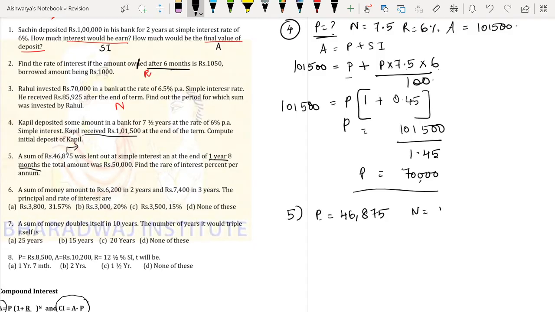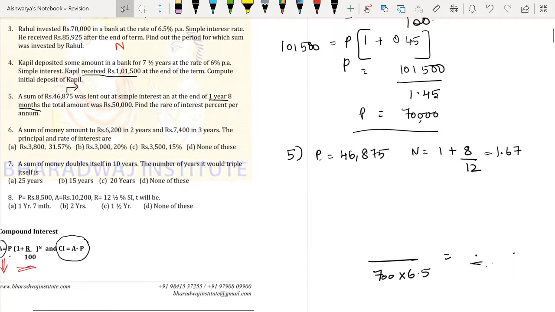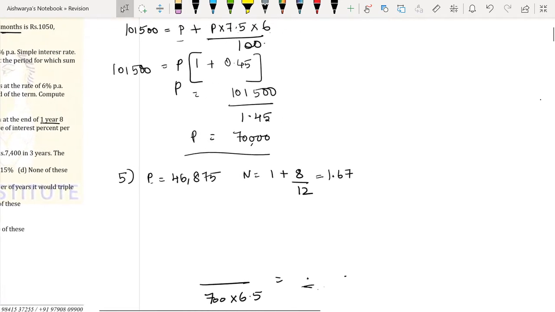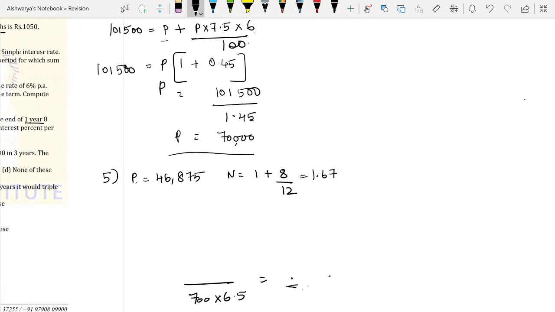So n will be nothing but 1 year plus 8 divided by 12. On your calculator, how much do you get for 8 divided by 12? 0.666666, so it becomes 1.67. Or we can keep it as a mixed fraction in case you don't want the decimal. 8 by 12 is 2 by 3, so 1 plus 2 by 3 will be 5 by 3. We can keep it like this also.